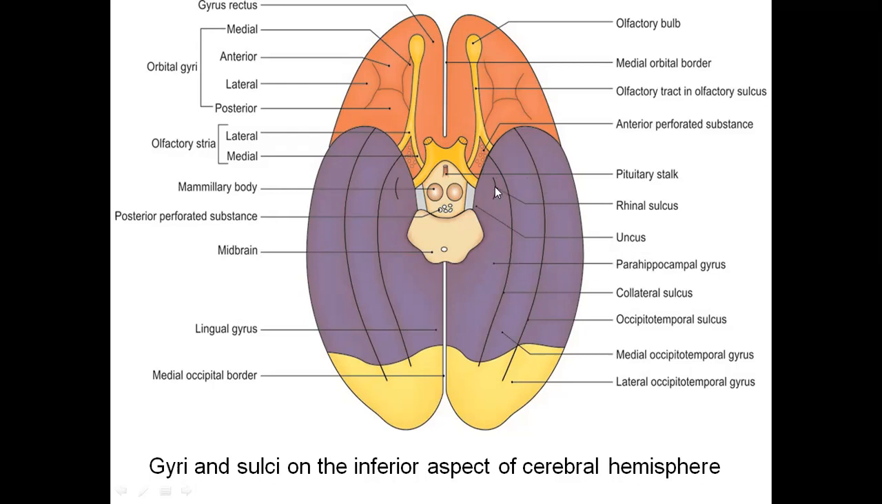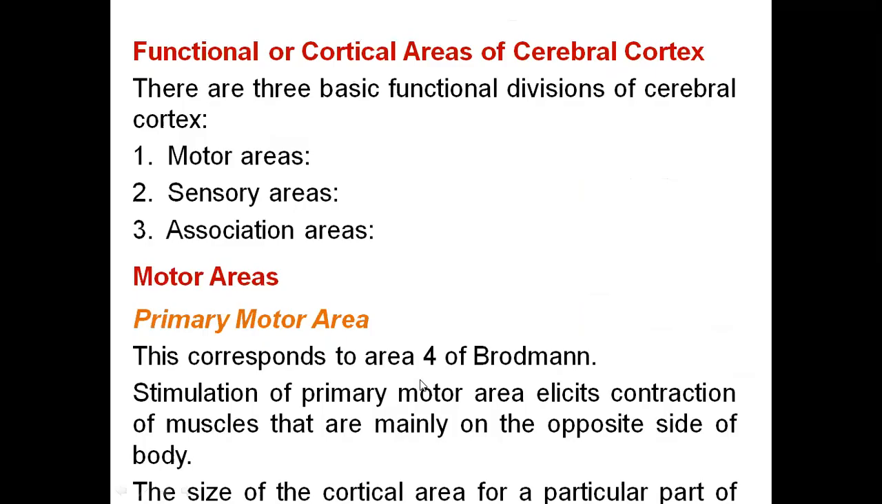See, medial to this collateral sulcus, the area is the parahippocampal gyrus. Between the collateral sulcus and the occipitotemporal sulcus, we have the medial occipitotemporal gyrus on the medial side and the lateral occipitotemporal gyrus on the lateral side. This border which we see on the inferior aspect is the medial occipital border. This is the cut section of the midbrain. So these are the various sulci and gyri that we see on the inferior aspect.